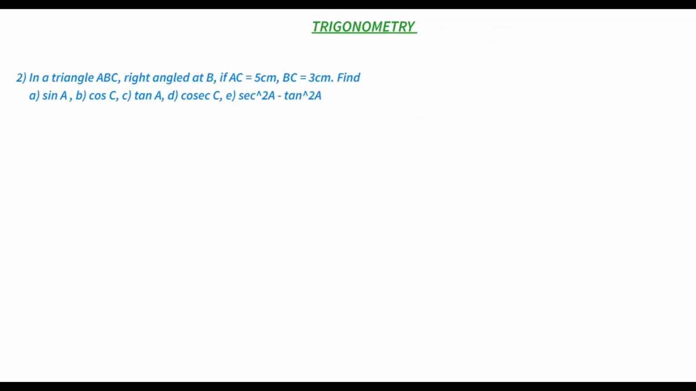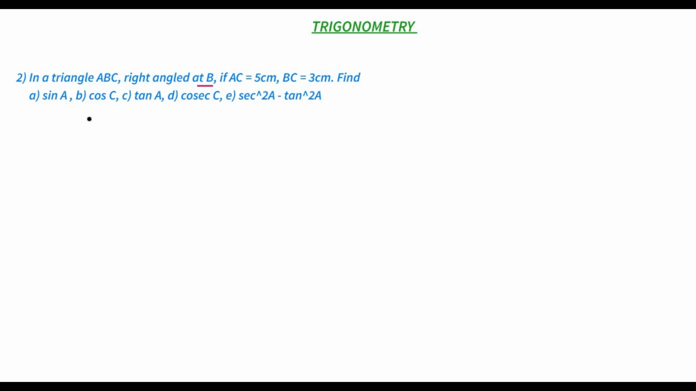Now let's see the second question for today. So the question is, in a triangle ABC, right angled at B. So the main point to notice, it is right angled at B. If AC equals 5 centimeter, BC equals 3 centimeter, find sin A, cos C, tan A, cosec C, secant square A minus tan square A. So this is our question.